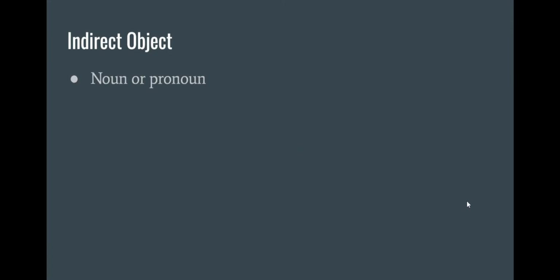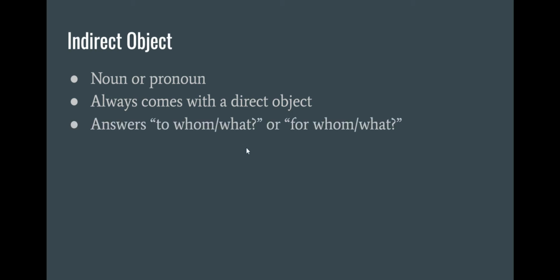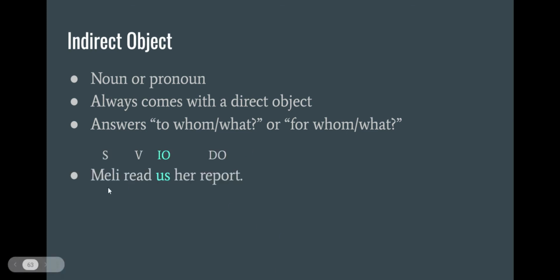So the indirect object is also going to be a noun or pronoun. Always has to come with a direct object. You can't have an indirect object in a sentence unless you also have a direct object. It answers to whom or what, or for whom or what. So let's look at an example.